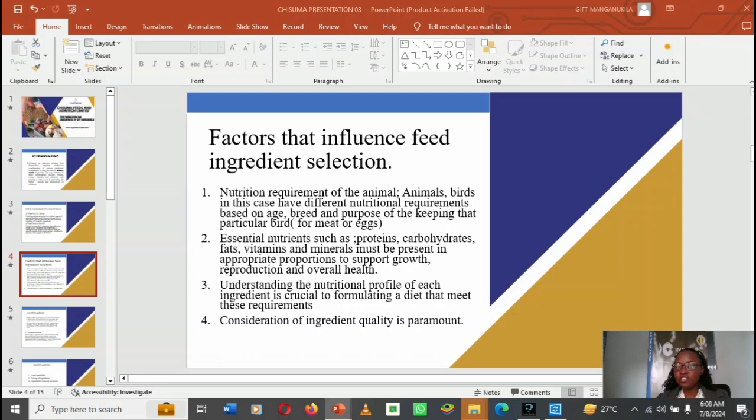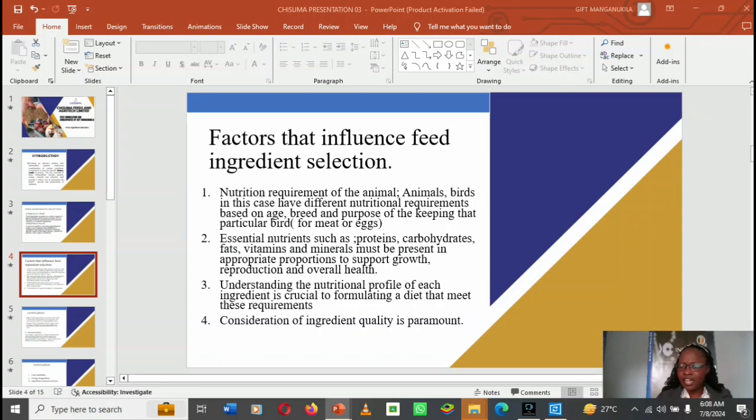You would not feed layers what you feed to broilers, because they are going to gain too much. The reason you are feeding broilers is for them to get fat, and if you start feeding them layer feed, they are not going to gain as they are supposed to. And for layer farmers, we understand that our layers must not gain too much weight, as that can reduce productivity.